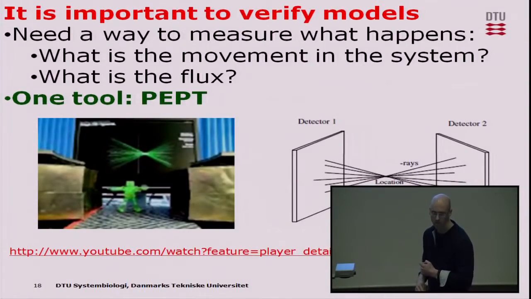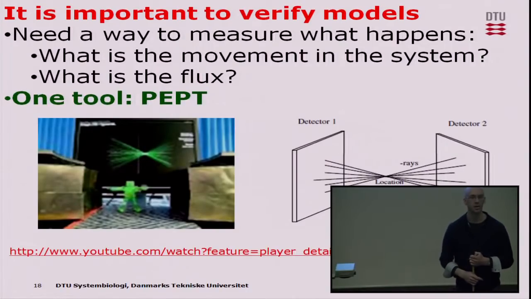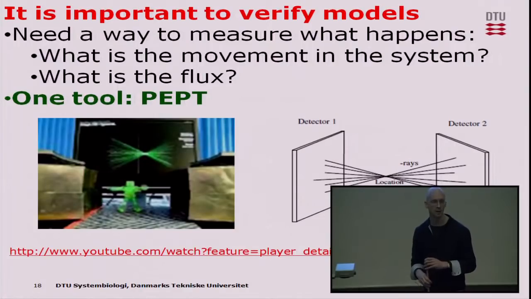So what I also wanted to mention is that you need to verify models, and you need a way to measure what's happening. It's all well and good to develop a whole lot of models, but do they actually mean anything? That's the actual proof of the pudding, and is one of the most important parts of the whole thing. If you're using maths, using your calculus, making the model, it doesn't matter if it doesn't reflect reality. So you need a way to measure what happens.